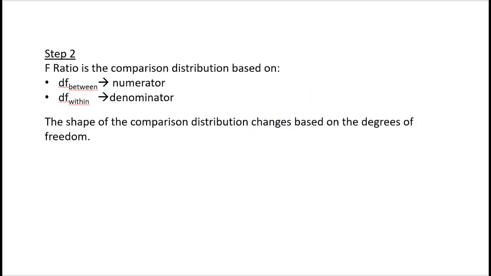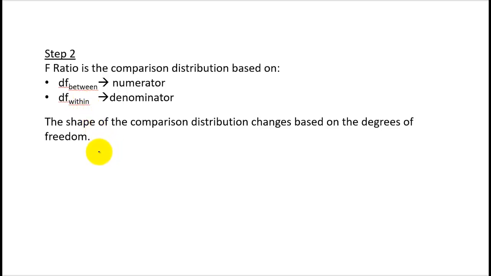Step number 2. Generally in step number 2, we have to do an awful lot of work. But in step number 2 for an ANOVA, when we are looking at what the comparison distribution is, we're really just looking at that curve to determine if our ratio is significantly different. So really, our comparison distribution is that F distribution that's based on the degrees of freedom between, degrees of freedom within. And remember, the shape of the comparison distribution changes based on the degrees of freedom.